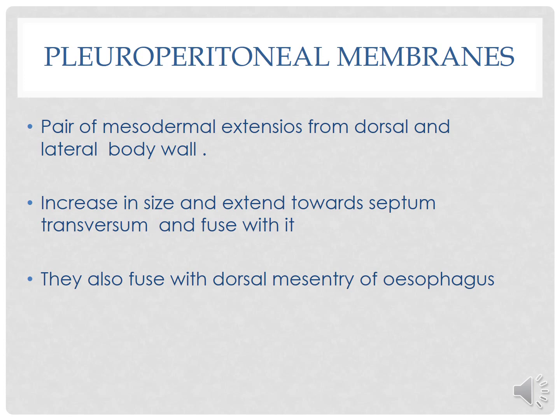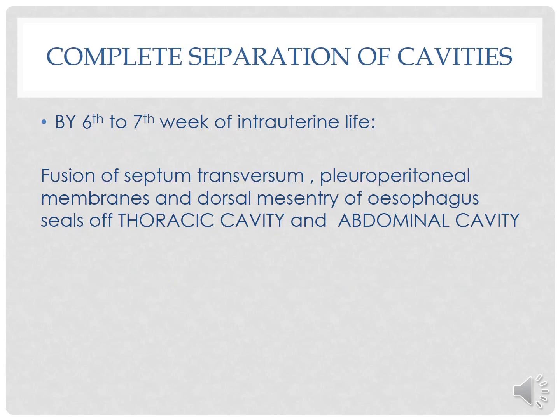So they come close to each other and approximate each other, for complete separation of all the cavities. This occurs around the 6th or 7th week of life. It involves fusion of three structures: the septum transversum and the pleuroperitoneal membrane on the ventral aspect, and the dorsal mesentery of the esophagus on the posterior aspect. This seals the thoracic cavity from the abdominal cavity.